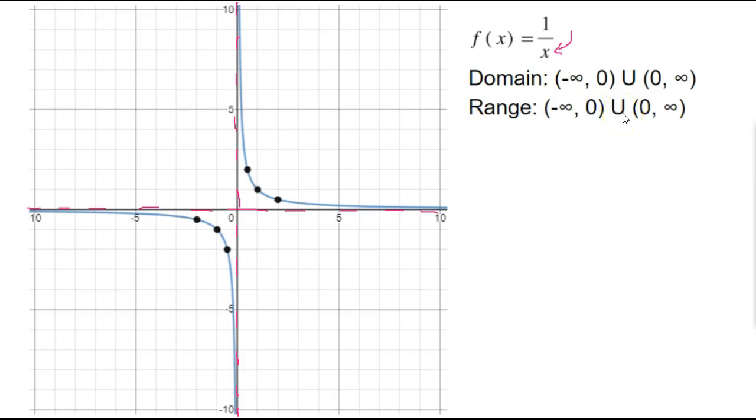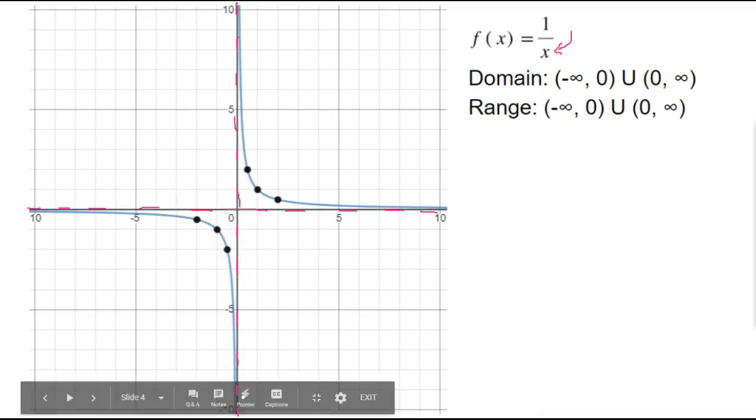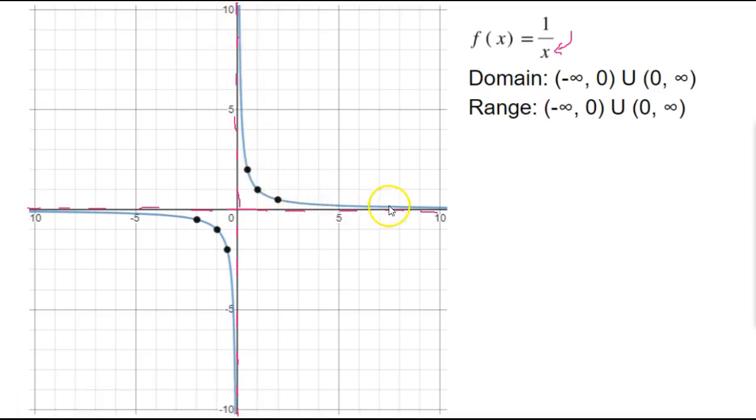Next key feature would be our intervals of increase and decrease. Remember, intervals of increase and decrease are one of the key features that we look for. If I start at the left, this is getting ever so slightly lower, and then when we reach this corner, it just drops off the cliff. When we come up here, we're going down very steeply, and then we kind of even off. But we're going down the entire time. At no point are we going up.